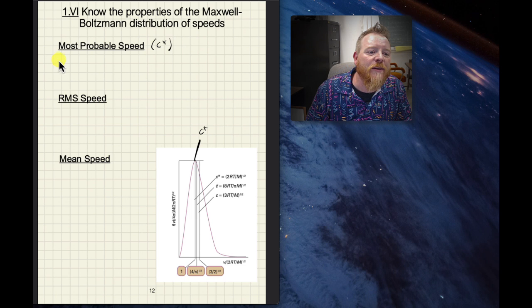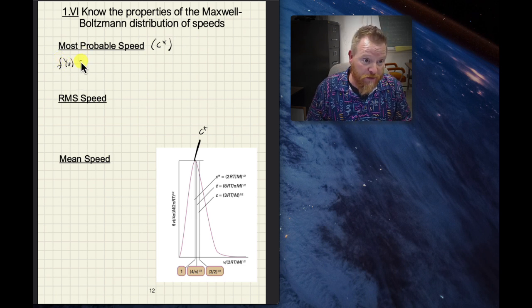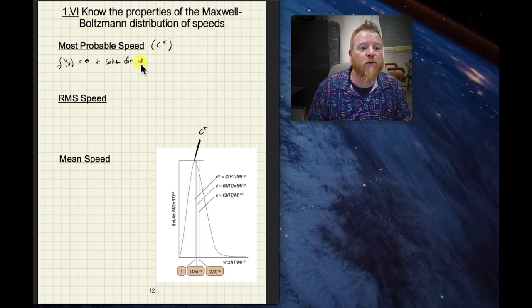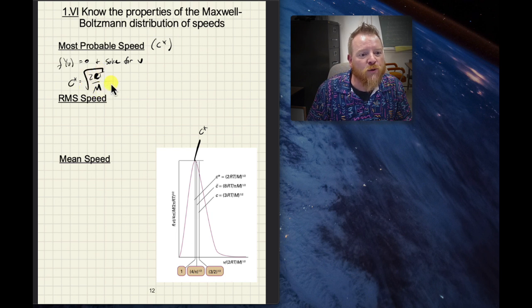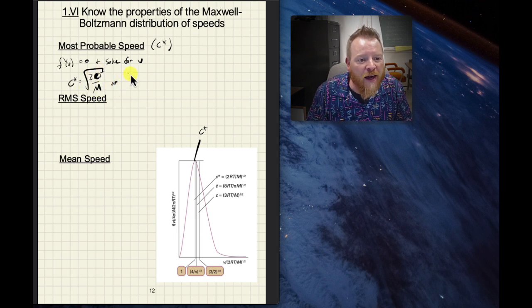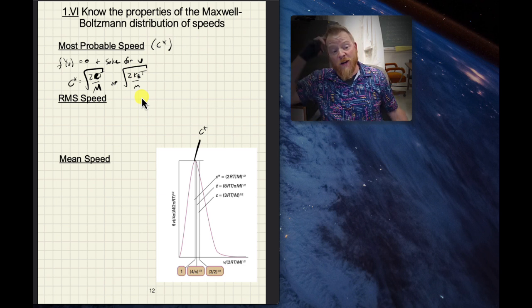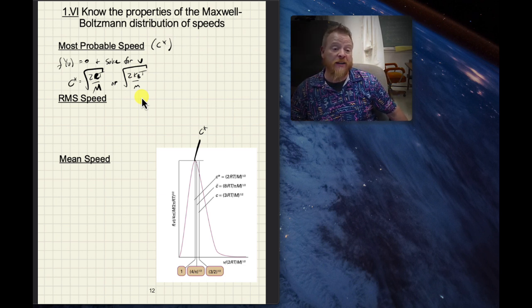And if you recall, we can find that by taking f prime of v, so taking the first derivative, set equal to 0, and solve for v. Okay, so when we do that, we get the following equation: the square root of 2RT over big M, or we could write that as the square root of 2kBT over little m. Either one of those is okay and will give us a unit in meters per second.